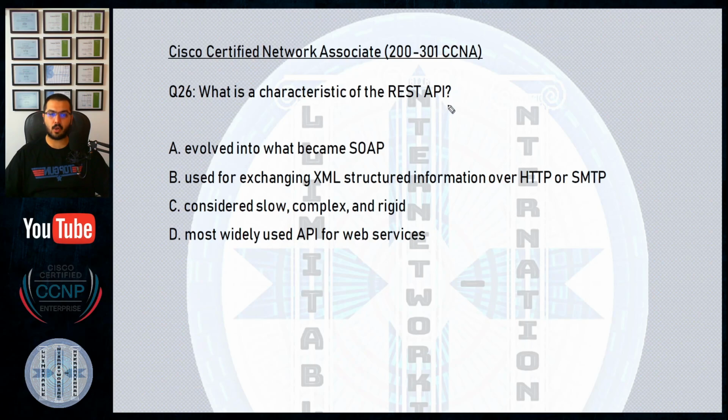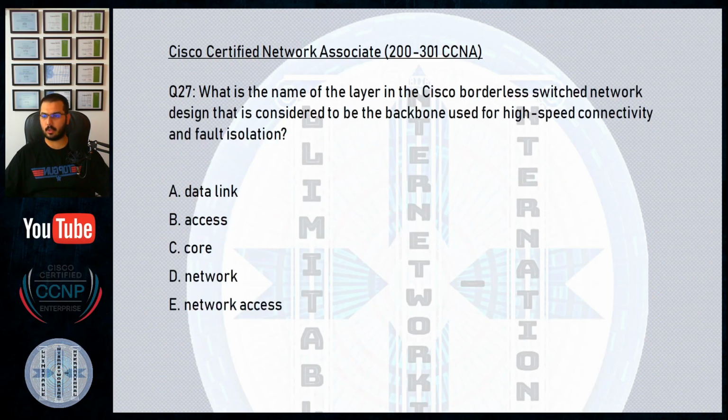What are characteristics of REST-based APIs? Evolved to become what becomes SOAP? No. Used for exchanging XML structured information over HTTP or JSON. You have studied chapter 7. Considered slow, complex, rigid? No, they are the best. Most widely used API for web services because it uses HTTP verbs like CRUD. Okay, so D will be correct.